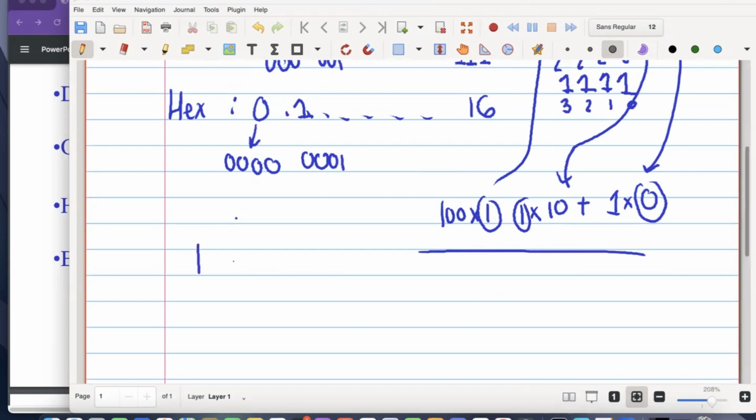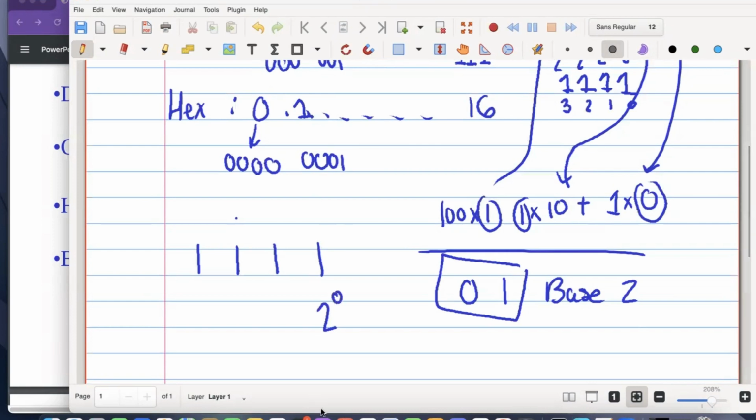So we have 1, 1, 1, 1. Okay, let's take it. Binary can either be 0 or 1, so we only have a base of 2 to work off of. Let's start. We know that this is the first term, so it's going to be 2 to the 0. The second term is 2 to the 1, and then we go forward.